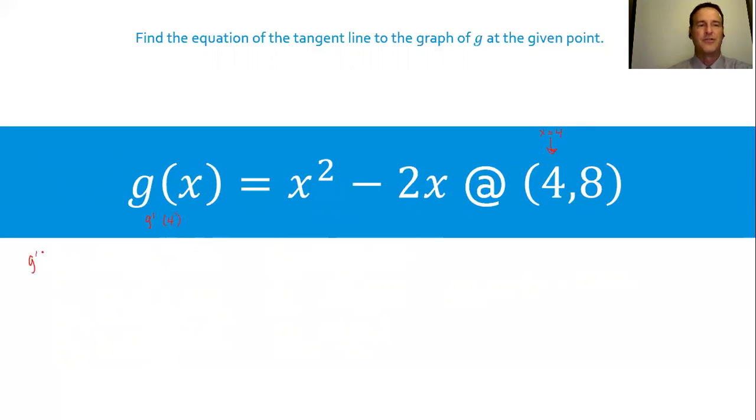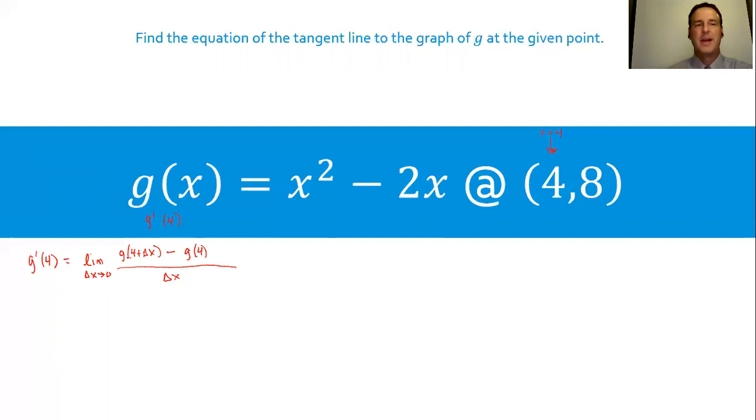So g prime of 4 is equal to the limit as delta x goes to 0, okay? And we'll do this longhand first just to make sure we got the idea. This is g of, normally we'd say x plus delta x, but my x here is 4 plus delta x, minus g of x, and again, x is 4, all over delta x.